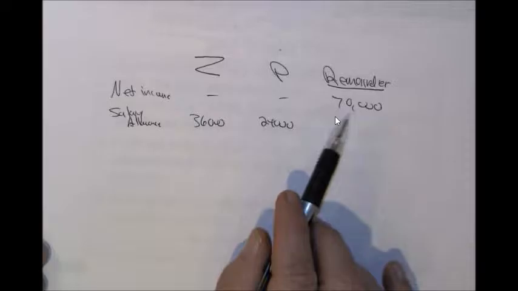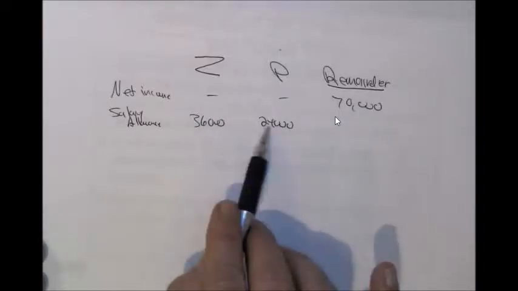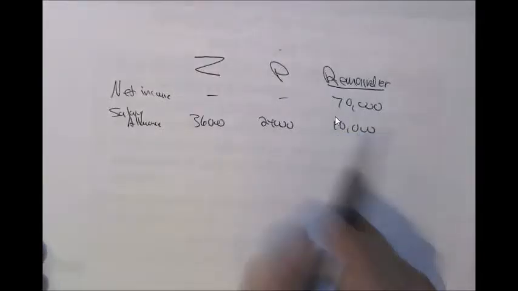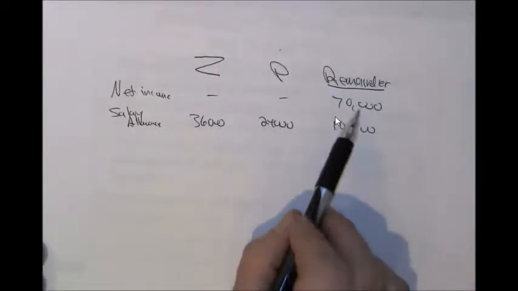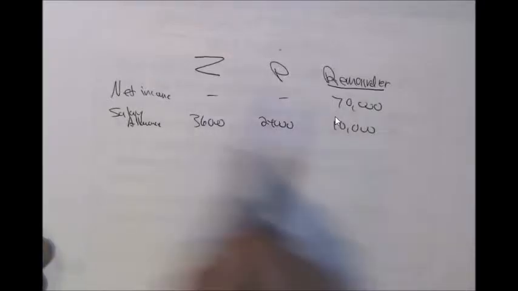Now, we've explained some of that through this salary allowance. So I take 70,000 minus this total, 70 minus 36 minus 24. So that would be what? $10,000 of a remainder, right? So of the 70,000, we've explained 60, and we still have 10,000 left to explain.